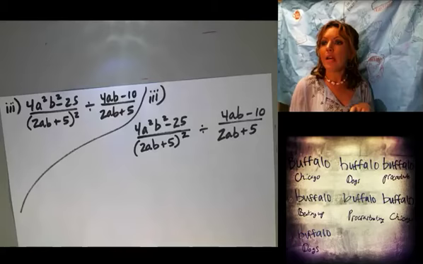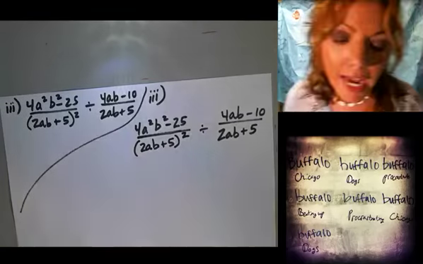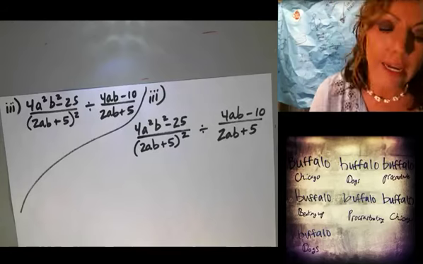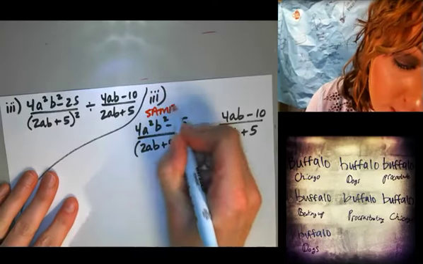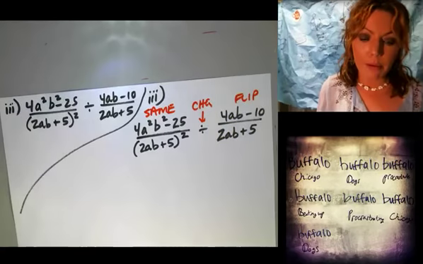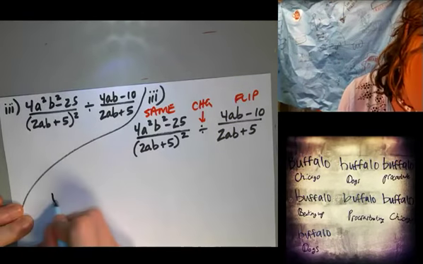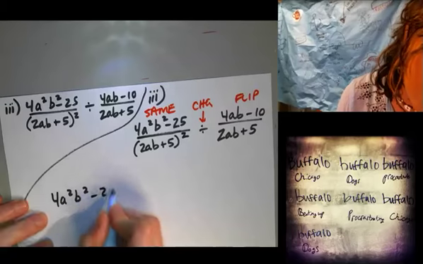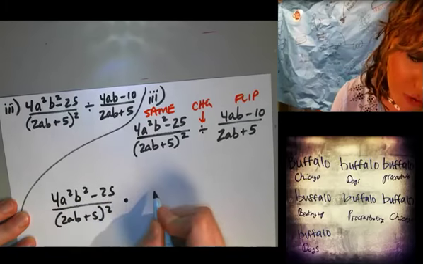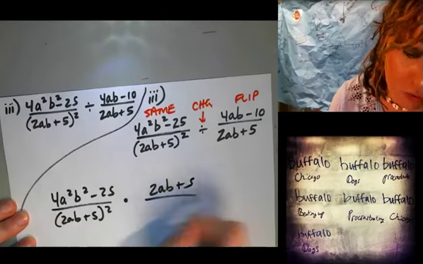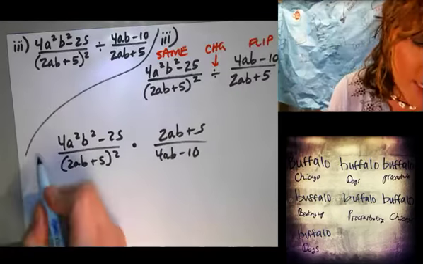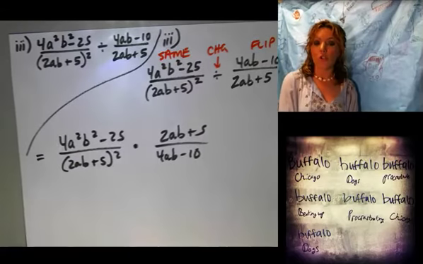But if we're starting out the same way, what is the very first step that we take here? Same, change, flip. Good. So same, change, flip. So when I keep the first one the same, it's still 4a squared b squared minus 25 over 2ab plus 5 squared. Change to multiply, and then flip it: 2ab plus 5 over 4ab minus 10. So here's what we're looking for. We're looking for anything that can be factored. Does anybody see any numerator and or denominator that can be factored?